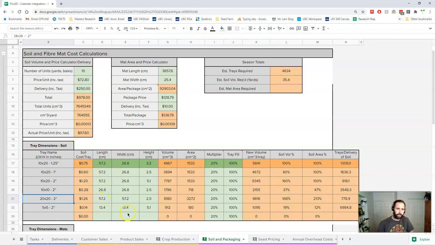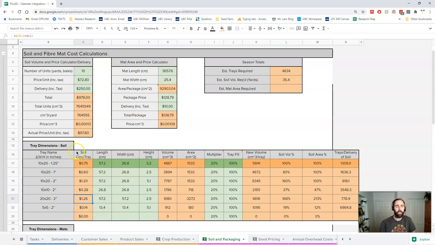So here I've put in the dimensions because this is green and I'm allowed to put information in here. You can see for a 10 by 20 tray, it costs about 75 cents per tray of soil when it's 1.25 inches deep. The 10-20 tray that's 2 inches deep costs about $1.20. Again, a 20 by 20 tray is about $1.26 at 2 inches deep. So there are all these factors to consider, and because these trays all have different volumes, they all have a different amount of soil in them.